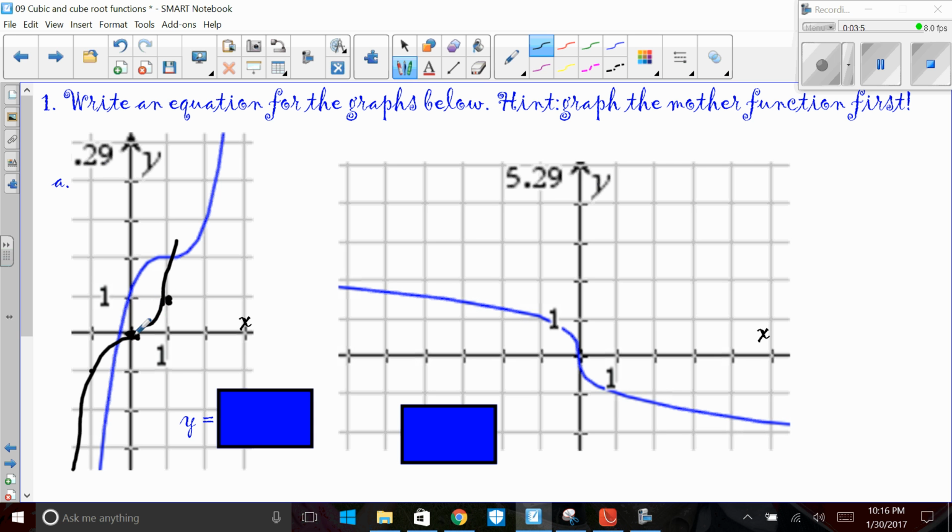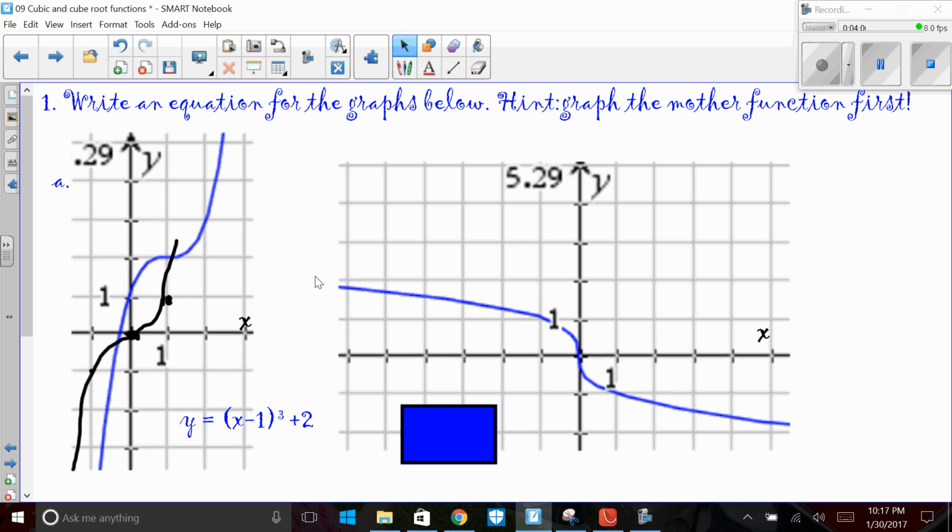So you see the inflection point of it has been moved right 1, up 2. If you move a graph to the right 1, that means you're subtracting 1 from x. If you're moving it up, that means you're adding 2 to the whole function. So this is what it should look like. Okay. This one now looks more like the cube root function, but it's upside down, or it's reflected in the x-axis, meaning it must have been multiplied by a negative number. So the equation for this is negative cube root of x.